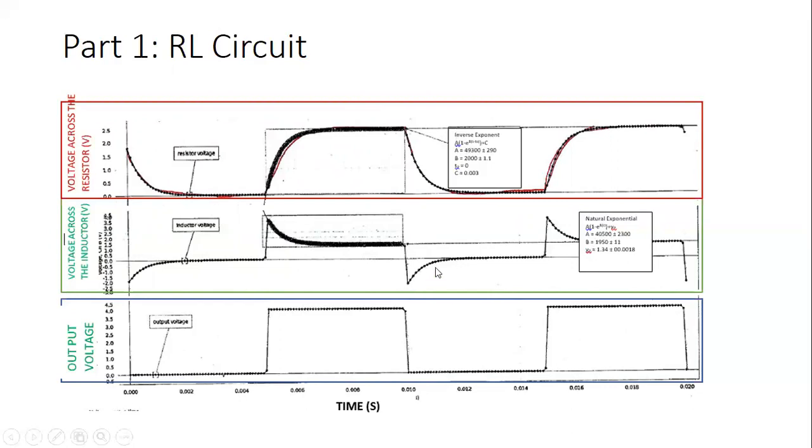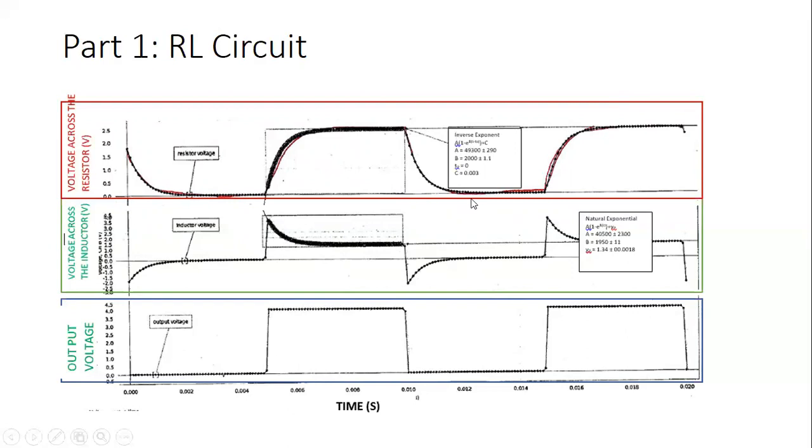But again, it's reaching zero, right? So it's decaying back to zero, and it will continue to repeat. You will see the same variation repeating again, and on the inductor also, the voltage variation will repeat.